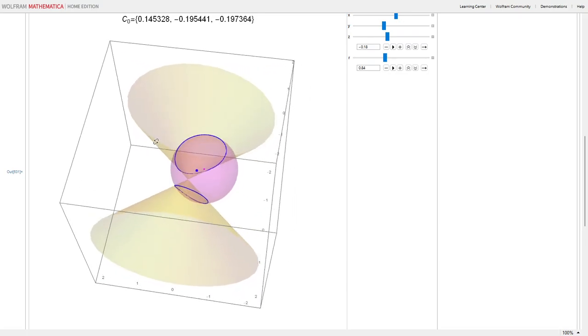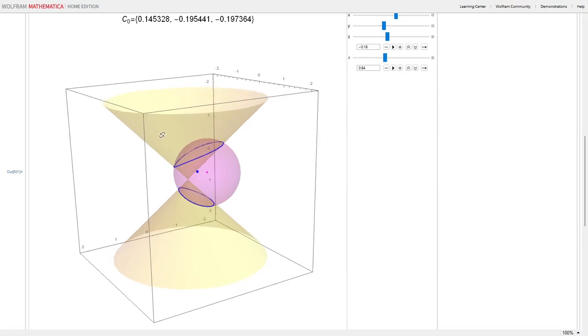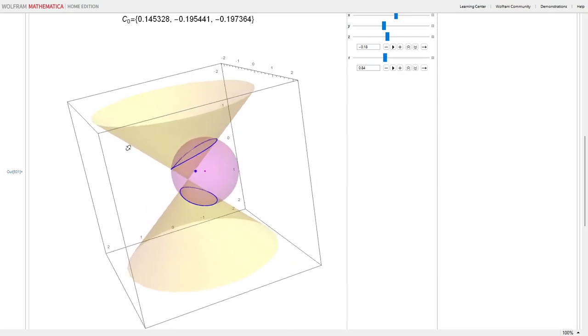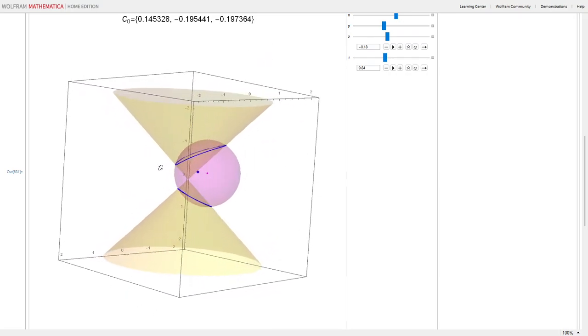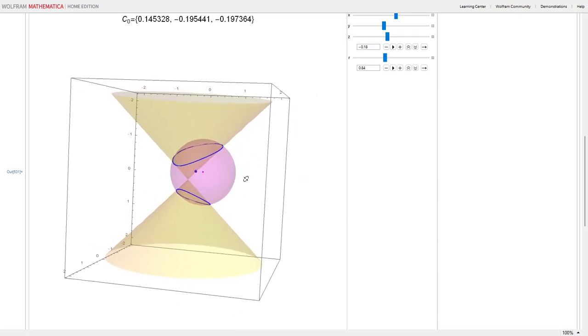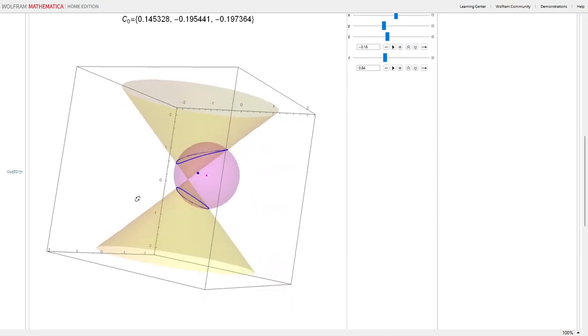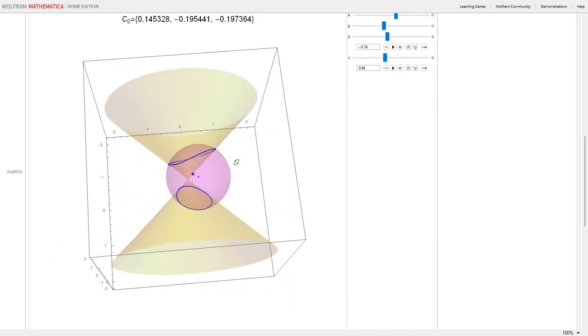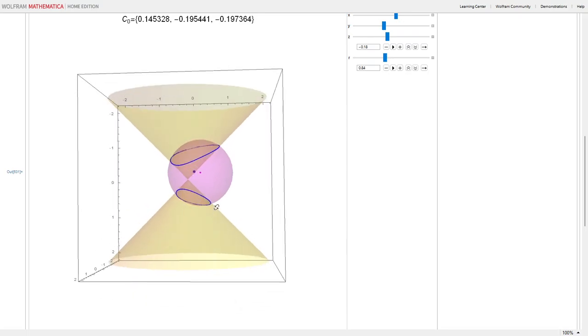So we're showing here the intersection of a sphere, this magenta thing, centered at the magenta point, with a yellow cone. Okay, and I'm asking Mathematica to numerically compute the intersections between these two shells, and I get these two beautiful non-planar space curves, right? Topologically equivalent to circles, but they're not planar.